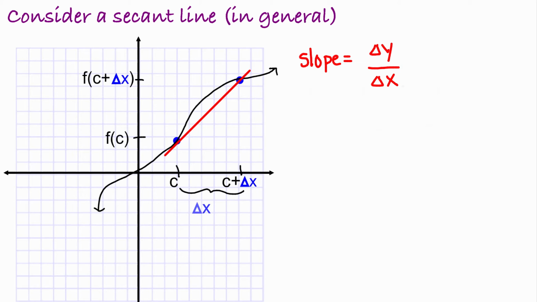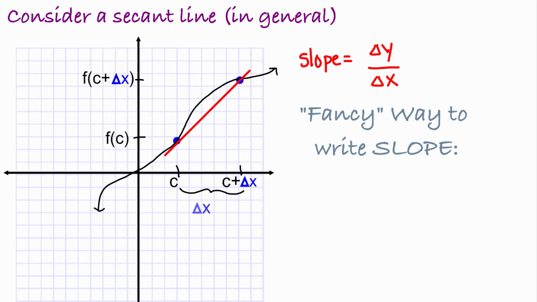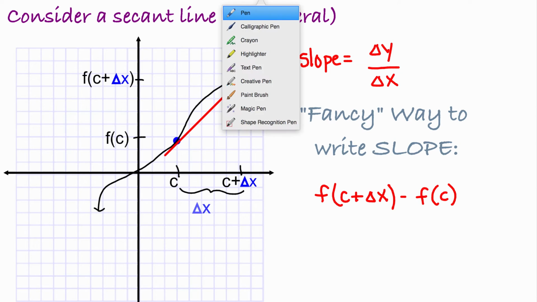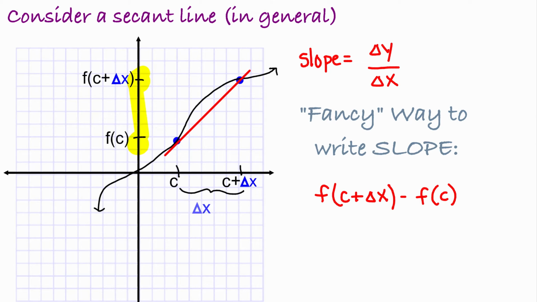Well, we know it's the change in y over the change in x, but let's use what I have labeled as opposed to specific numbers to write the slope here. In this case, the change in y values would be f of c plus delta x minus f of c. The change in x is c plus delta x minus c, which is simply delta x.